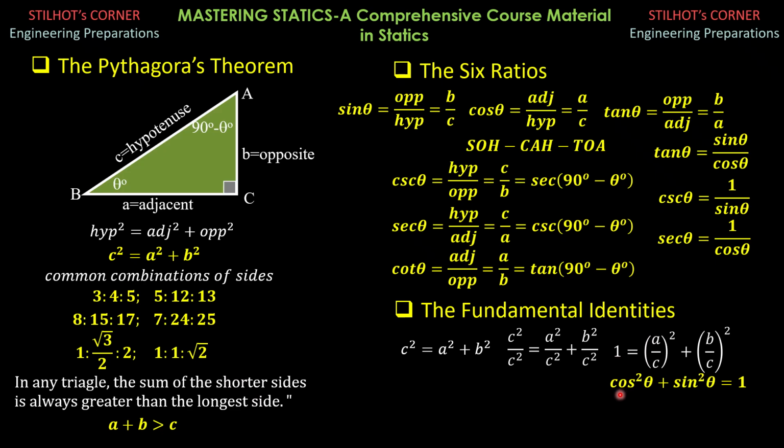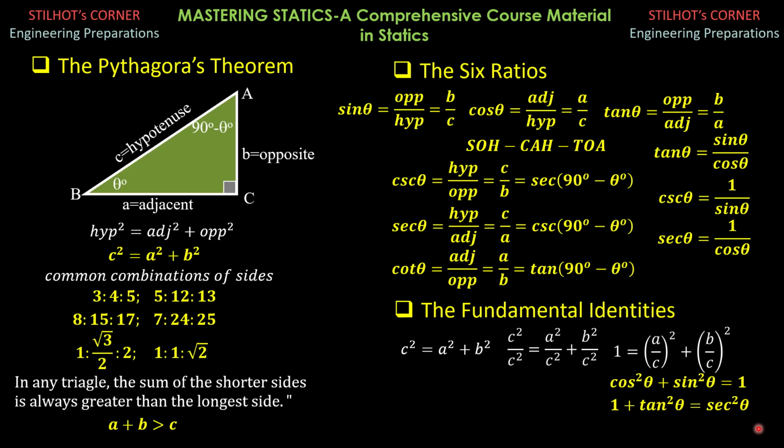And instead, if we divide everything by cosine square theta, cosine square theta divided by cosine square theta is 1. Sine square theta divided by cosine square theta, since sine over cosine is tangent, is tangent square theta. And 1 divided by cosine square of theta is secant square theta. So 1 plus tangent square theta equals secant square theta, the other fundamental identity.